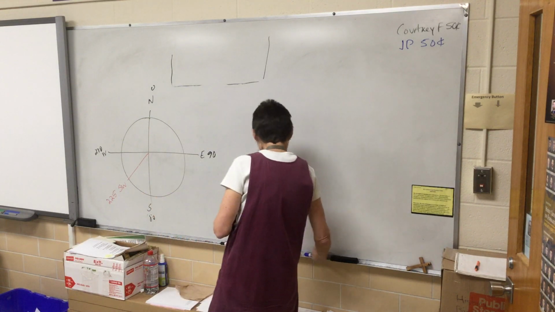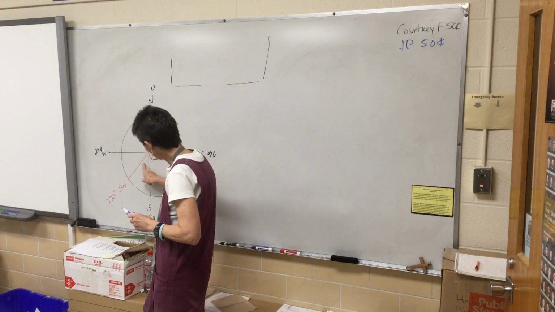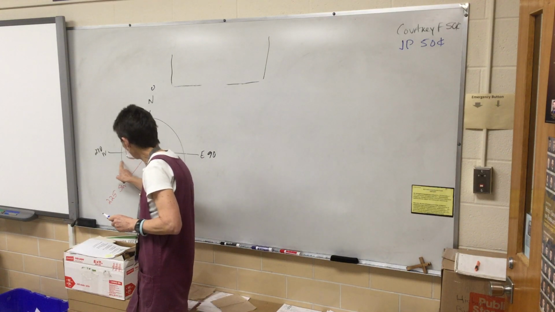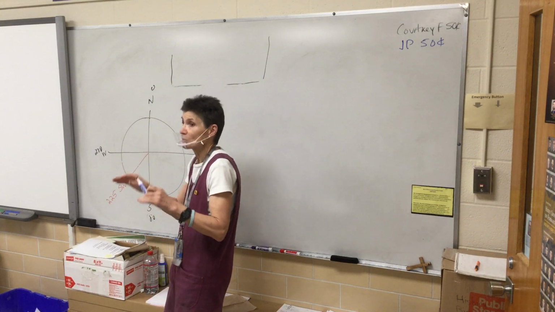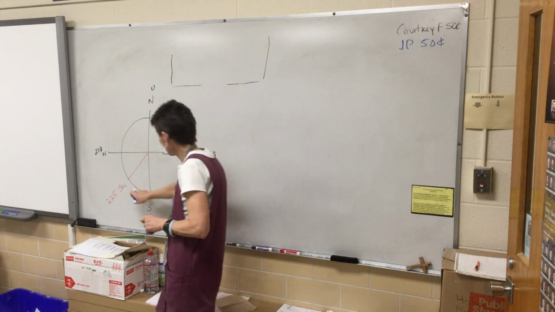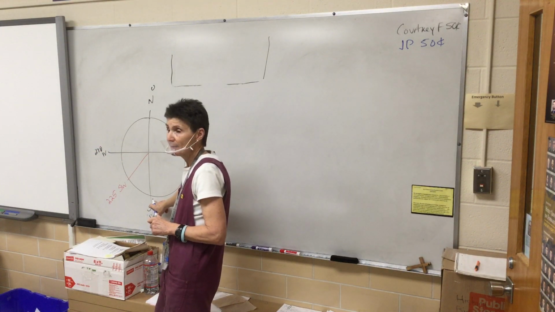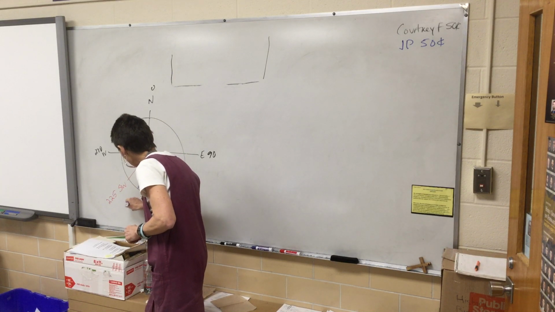Now, I want south-southwest. So that means I have to split it again. And I'm either going to split it underneath or above. Which one is it going to be if I want south-southwest? Everybody's saying down, and that's right, because you're on the south side of southwest. So this is south-southwest.